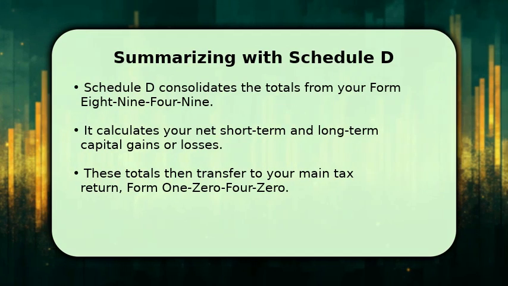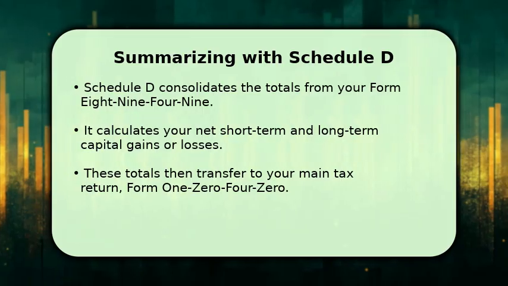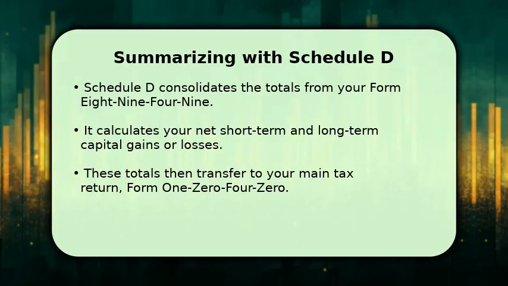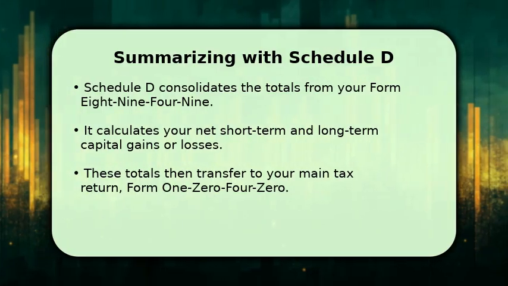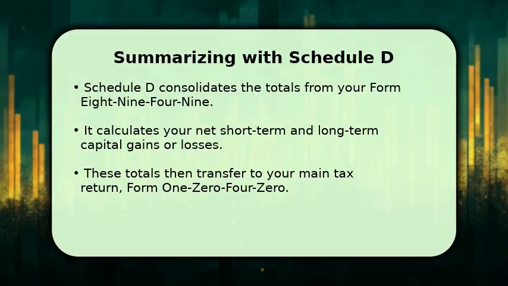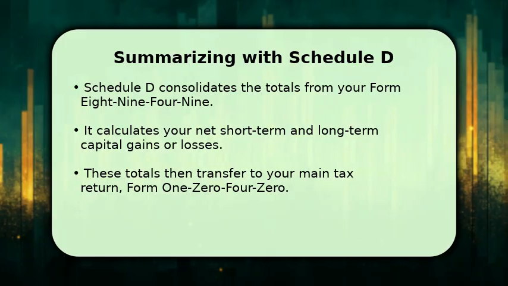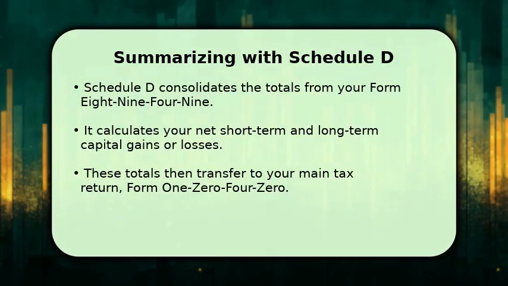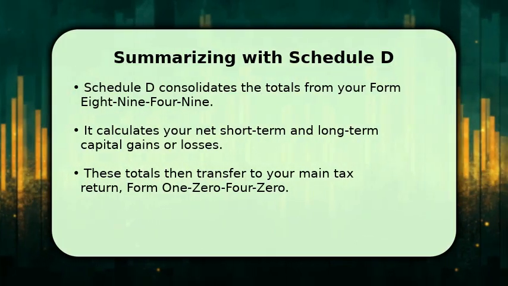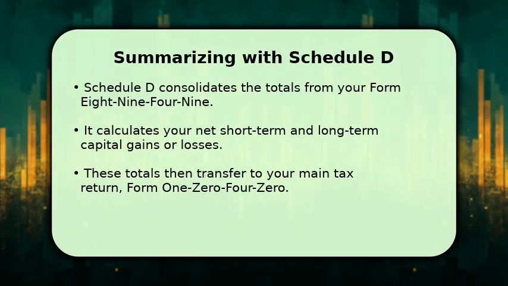Once Form 8949 is complete, the totals flow directly to Schedule D. This form acts as a summary, combining all your short-term and long-term capital gains and losses. You'll calculate your net gain or loss for both categories. For example, if you have a net capital loss, you can deduct up to $3,000 against other income, carrying forward any excess to future years. This final figure is then reported on your main tax return, Form 1040.